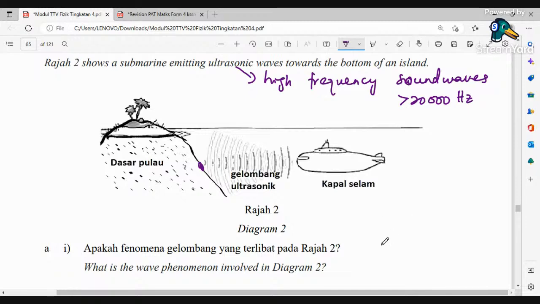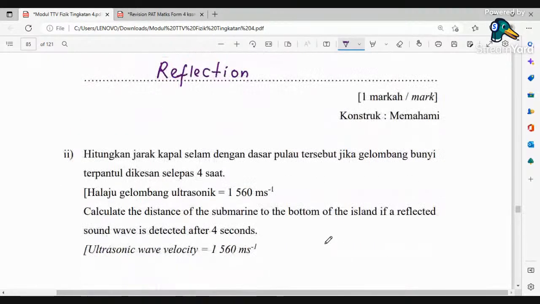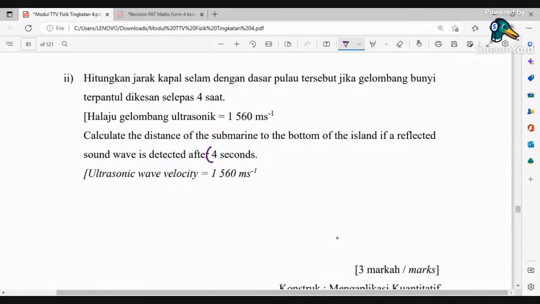Okay, so question A1, what is the wave phenomena involved in diagram 2? So you can write as reflection of wave ataupun just reflection. Okay. Part 2, calculate distance of submarine to the bottom of island if a reflected sound wave is detected after 4 seconds. Detected 4 seconds means moving to and fro.